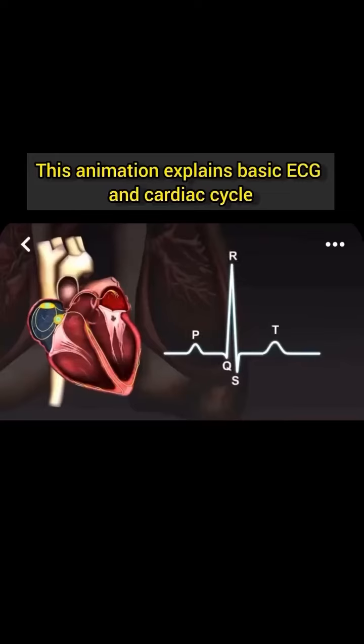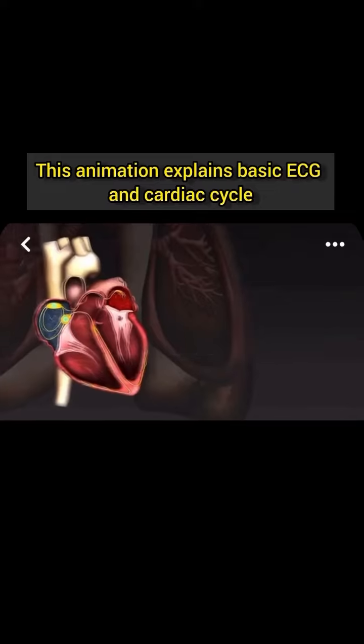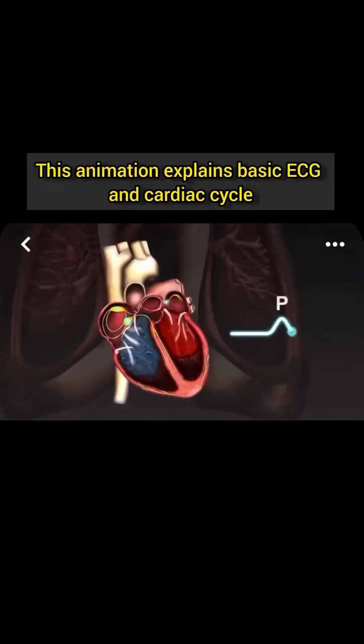This animation shows how the different ECG waves are produced during a cardiac cycle. The P wave is produced as the electrical impulse travels through the atria, causing them to contract. The P wave corresponds to atrial depolarization.